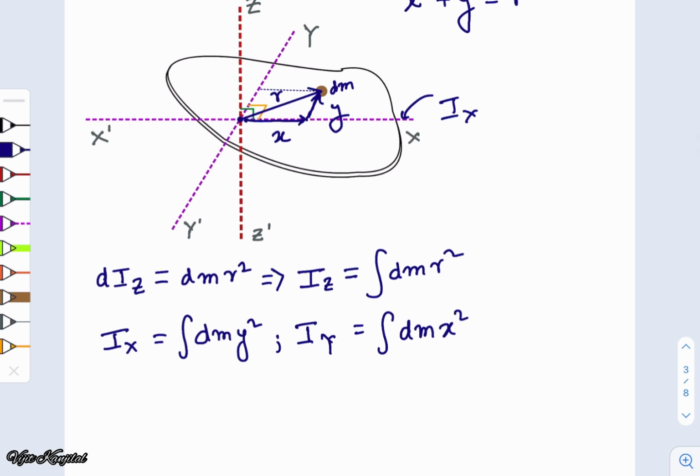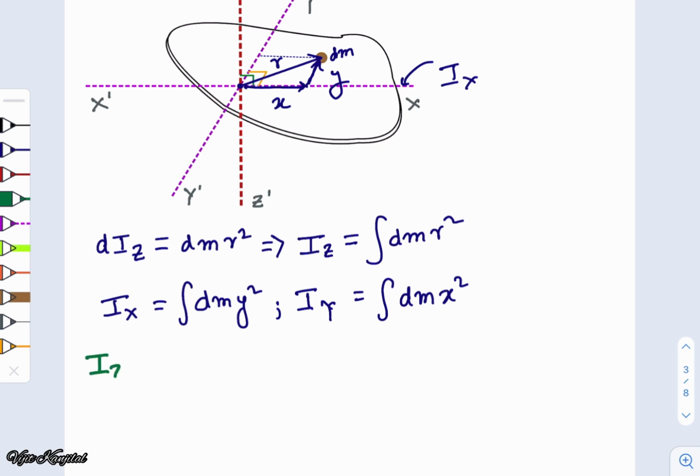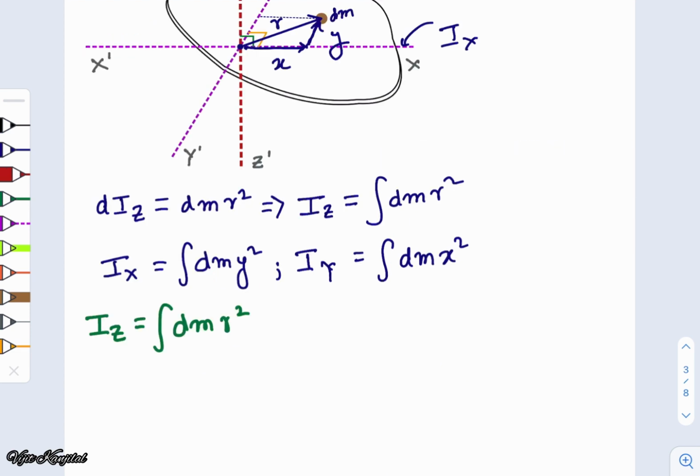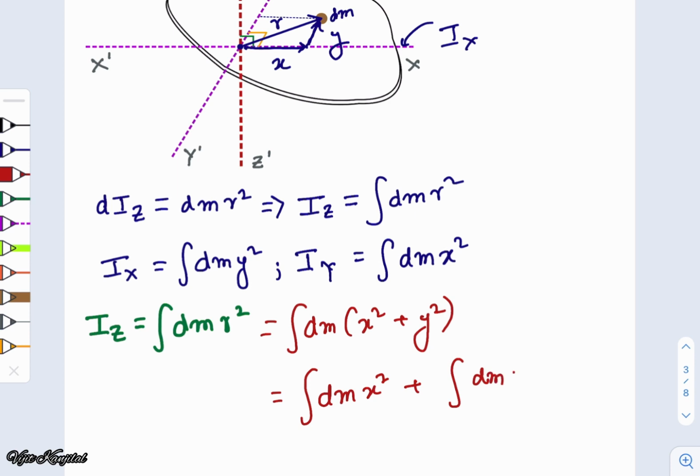So now let us take this particular expression and try to further simplify it. So Iz is the integral of dm r square. Now, as r square is equal to x square plus y square, we further simplify this expression as the integral of dm times x square plus y square. So this reduces to the integral of dm x square plus the integral of dm y square.